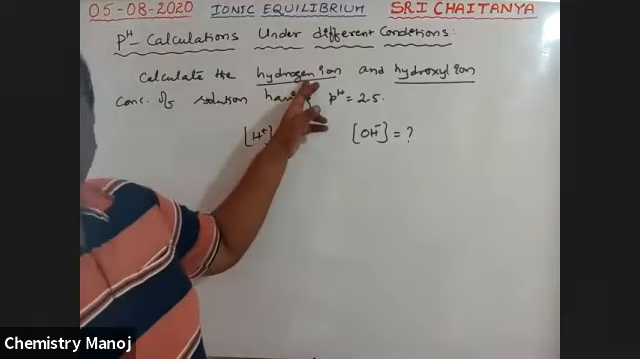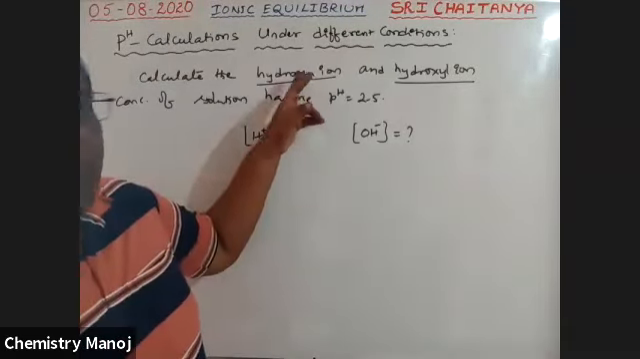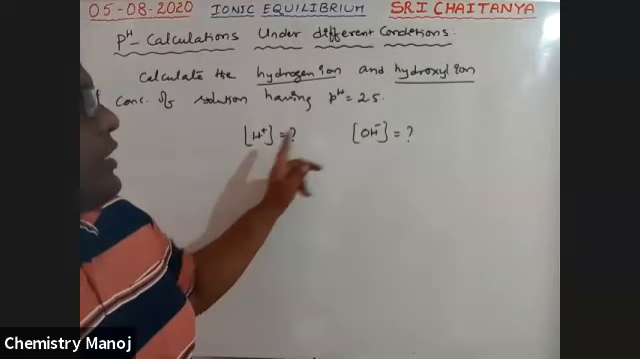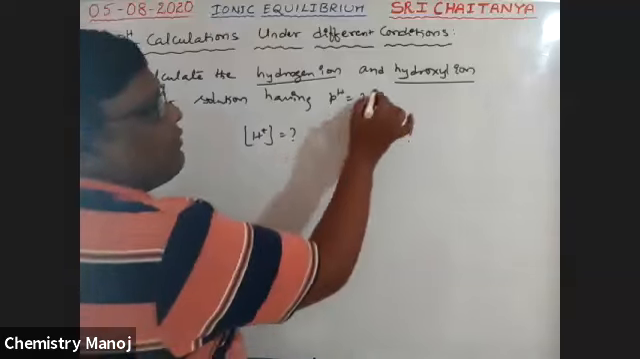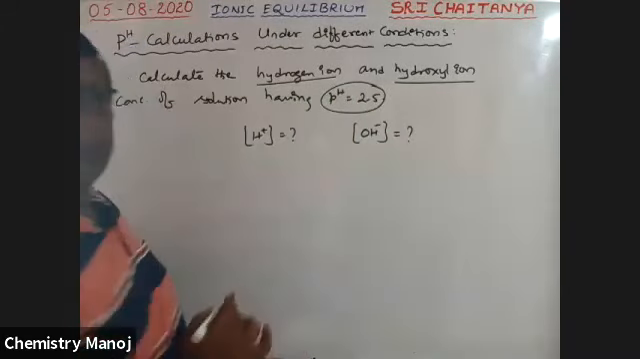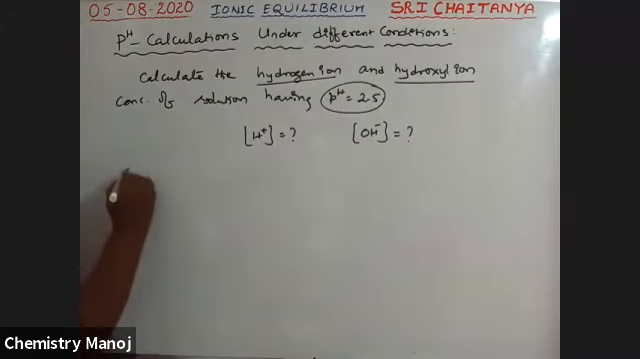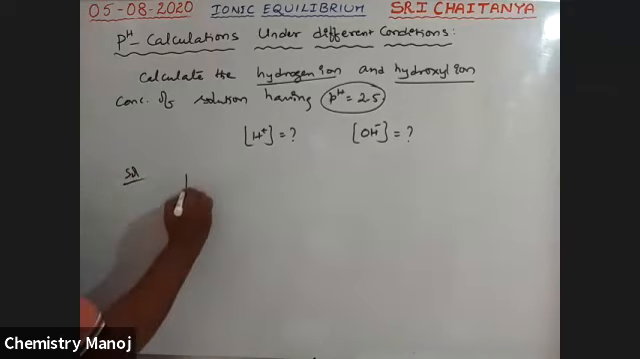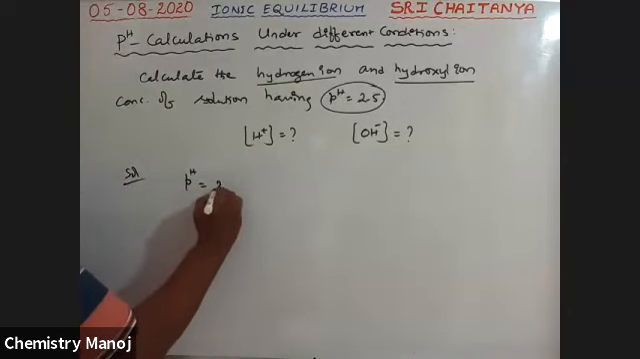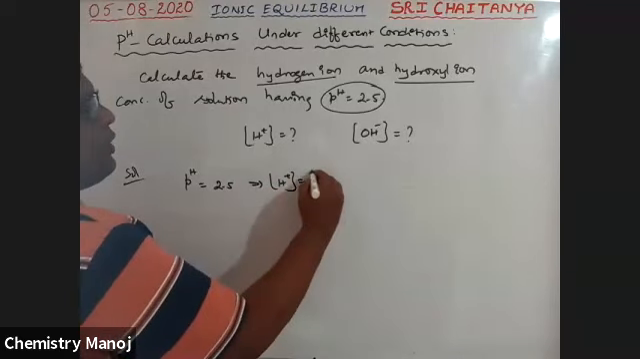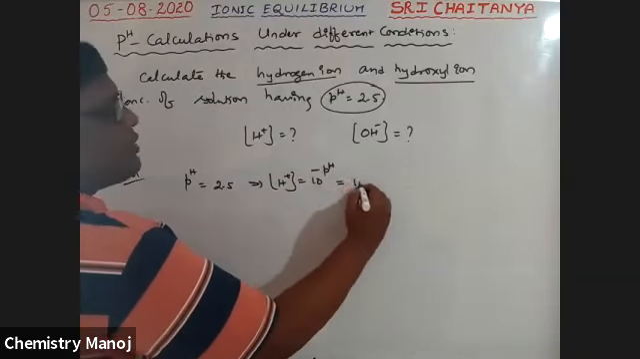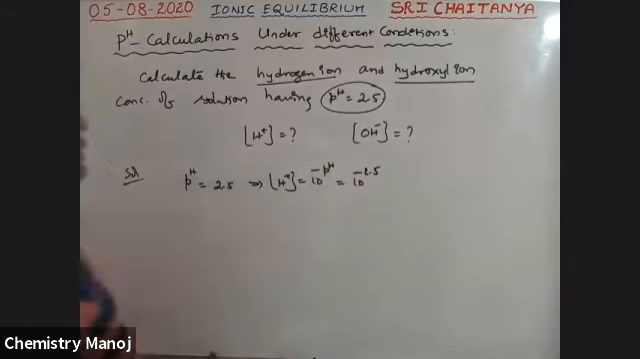So hydrogen ion or hydronium ion is H plus ion concentration. Hydroxyl ion is OH minus ion concentration. The given value is pH equal to 2.5. That implies H plus ion concentration is equal to 10 power minus pH, that is 10 power minus 2.5.